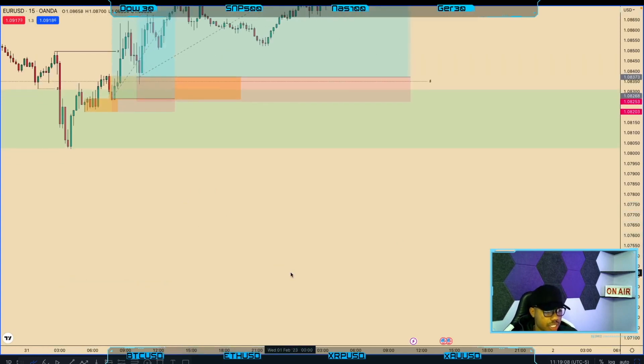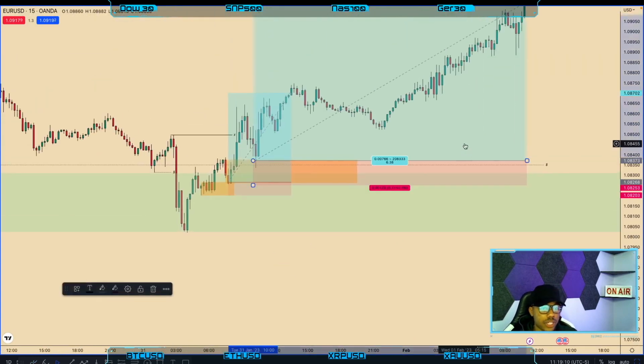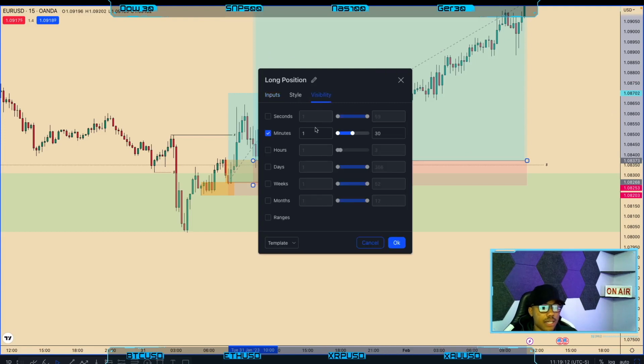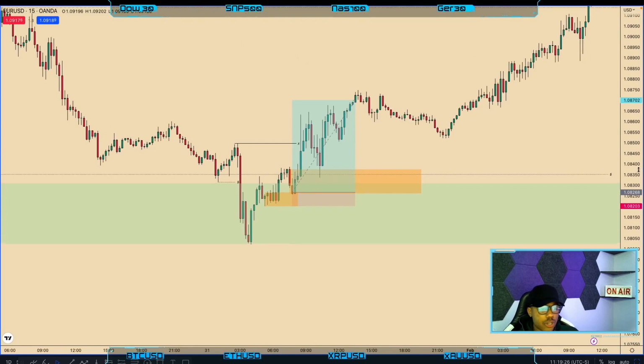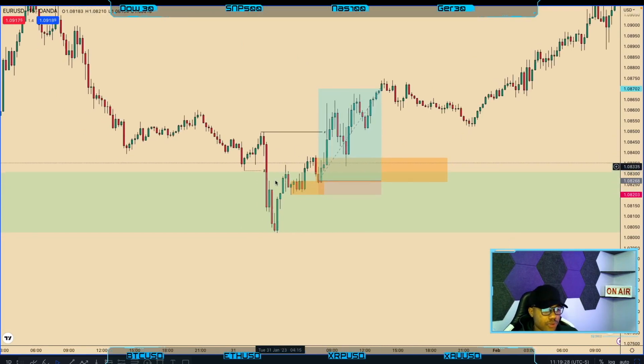So we have two entries, as you guys can see here, but both of these entries were not taken by my team. Only one position was. So I'm going to show you the first position that was taken by my team, and then I'm going to show you the position that was taken using all of the rules within the Forex strategy guide. The entry that was taken by my team was right here within this area.